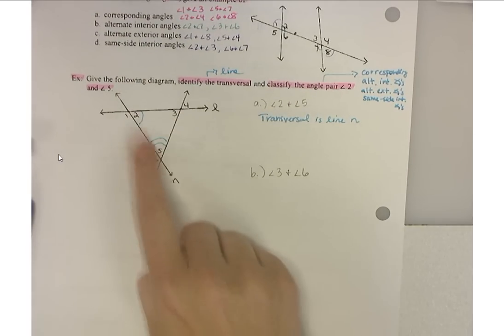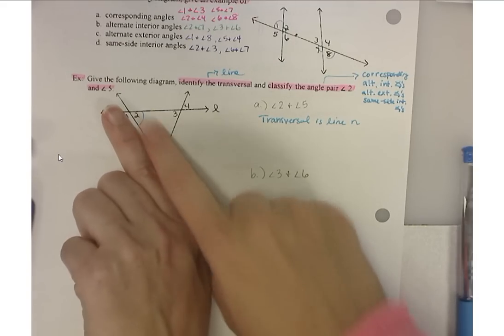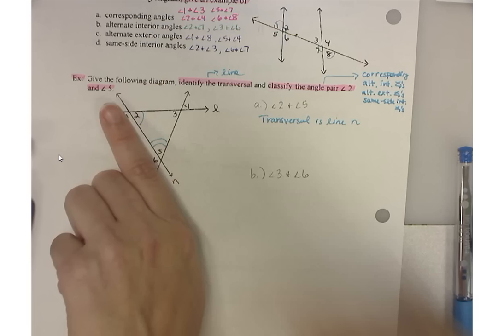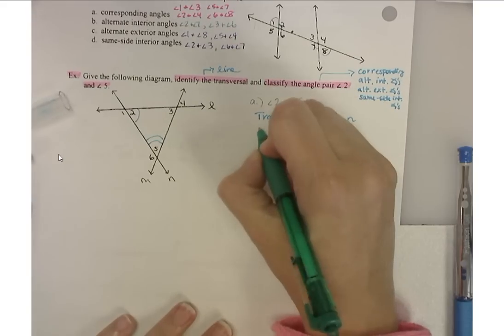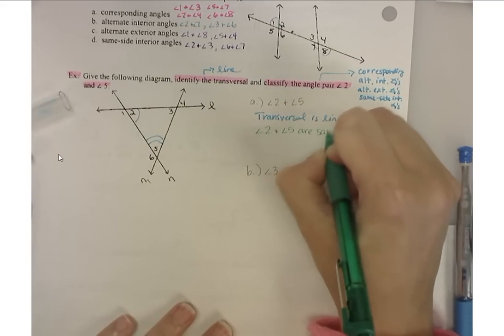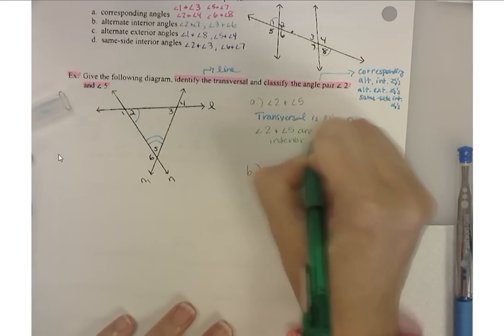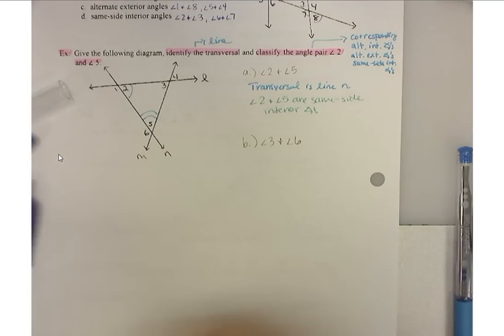Okay, so if we look at 2 and 5, if N is my transversal, they are on the same side, okay, and they are inside this line here, which means they are going to be same side interior angles. So angle 2 and 5 are same side interior. Okay, and then for B, you have 3 and 6.